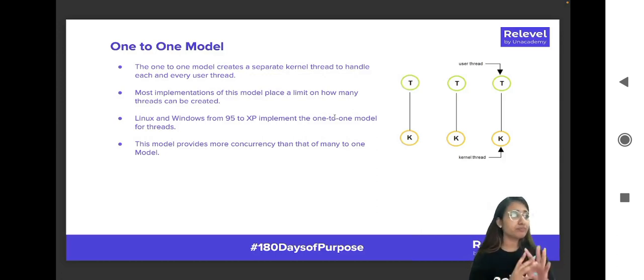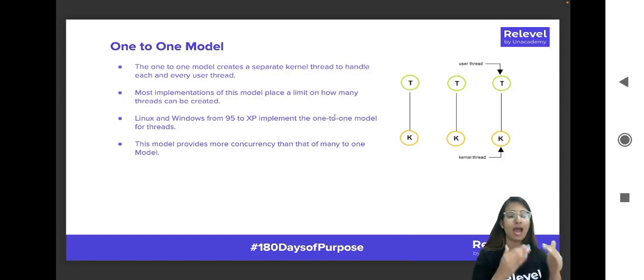This model, like I said, maps a single user thread to a single kernel level thread, and this facilitates running multiple threads in parallel. However, this benefit comes with a drawback. Whenever you create a new user thread, the generation of every new user thread must include a corresponding kernel thread, which is an overhead.